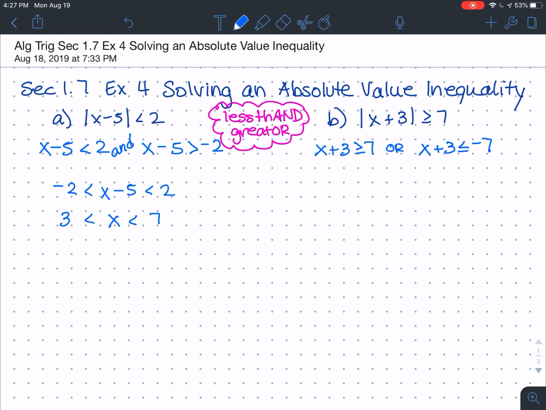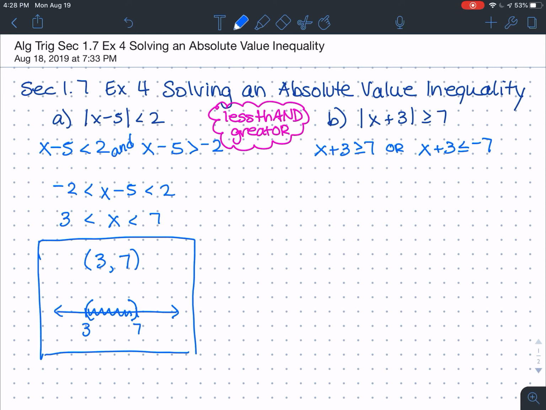If we write it in interval notation, our answer in interval notation looks like that. If we shade on the number line, we want to be between 3 and 7, not including 3 and 7, and so we have that.